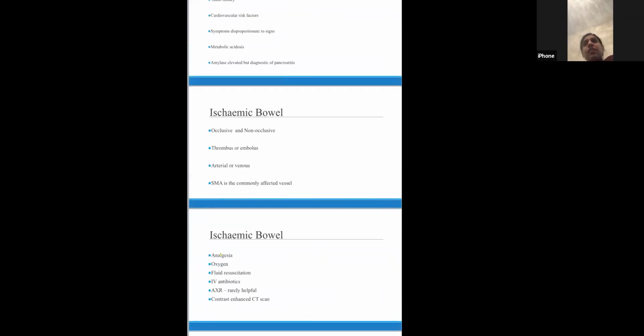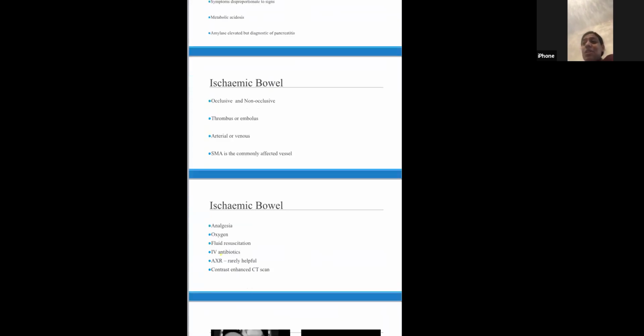So if you've got someone where you think that the patient has got an ischemic gut, make sure you give them appropriate analgesia. There's no point in patients suffering. And it's a very common myth that you come across: oh, I didn't want to give the patient any morphine because that may have masked the findings. No, you don't want your patient to suffer. So if the patient requires anything like morphine, go for it.